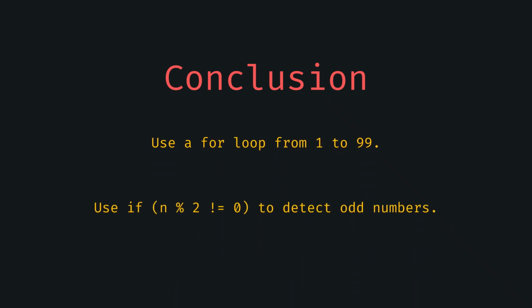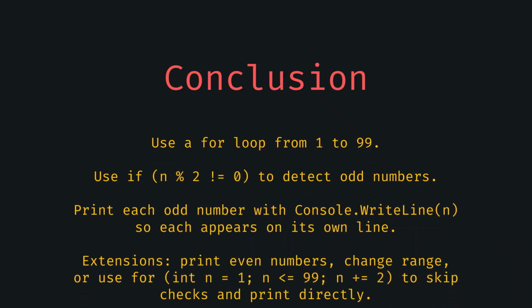Wrap up. The simplest clear solution uses a for loop plus a modulo test. If you want to optimize the code slightly, you can step by 2 and avoid the if check entirely. That's shown in the tip. Also, consider printing a header or footer that shows the total printed count for clarity. Great job! Try modifying the range or printing even numbers next.